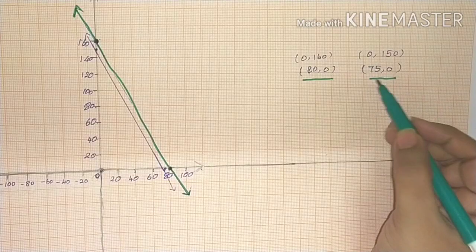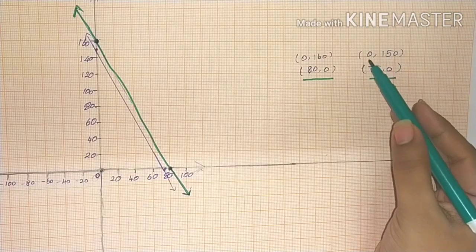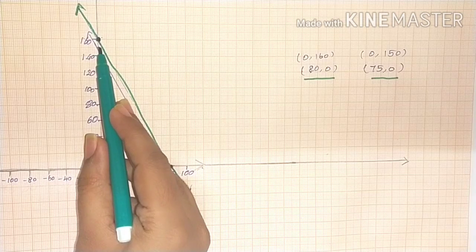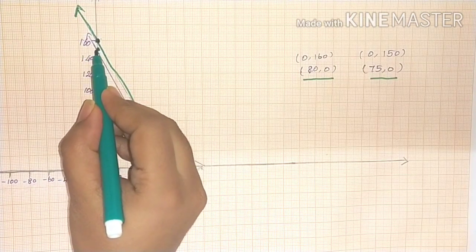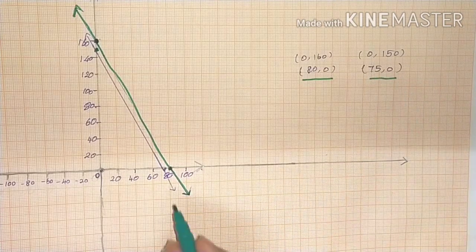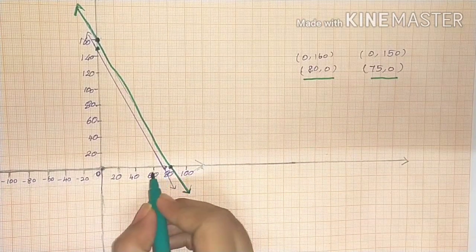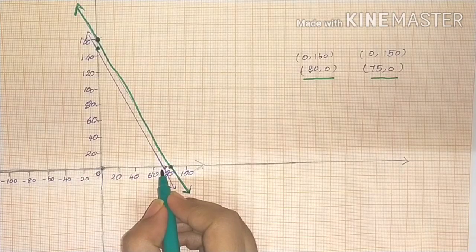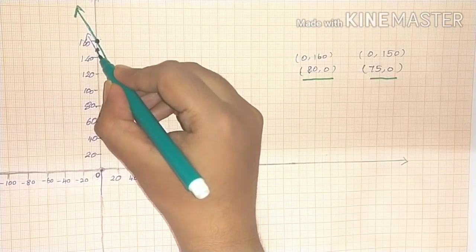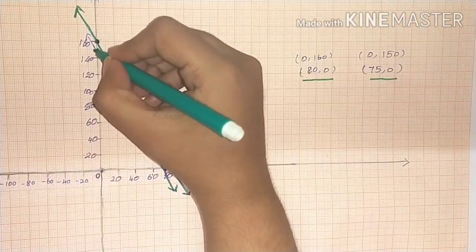Next we can plot the other equation's points. (0, 150) will lie on the y-axis. So 150 is between 140 and 160. So I will plot here. The next point is (75, 0), which means the point is lying on the x-axis. 70 is between 60 and 80, and after 70 you have to keep 75. So now join this point and this point. Then extend the line upward and downward also.